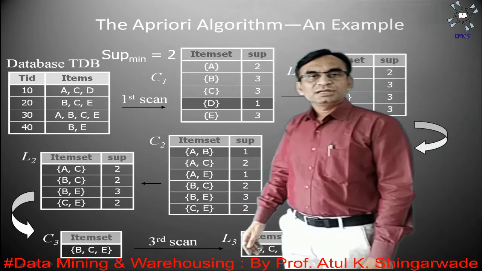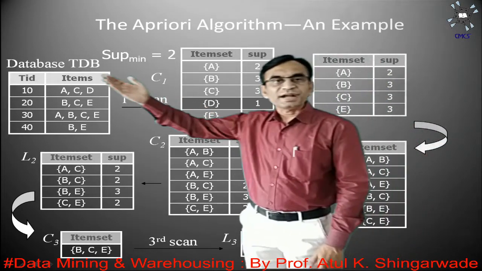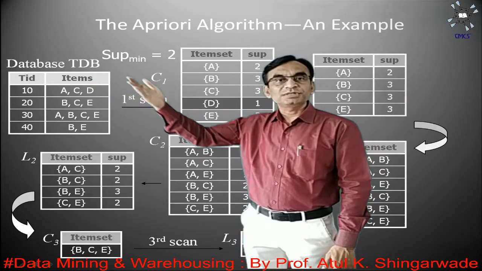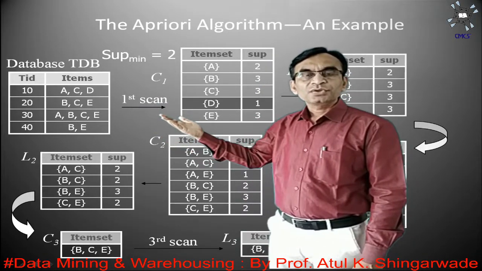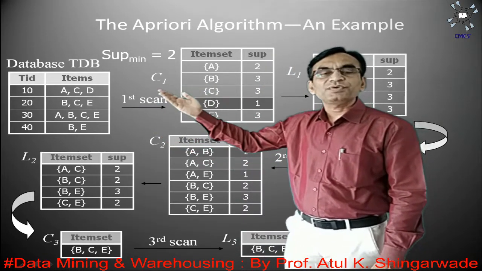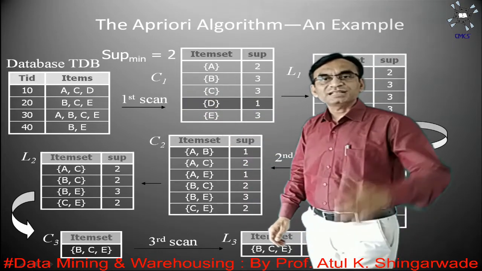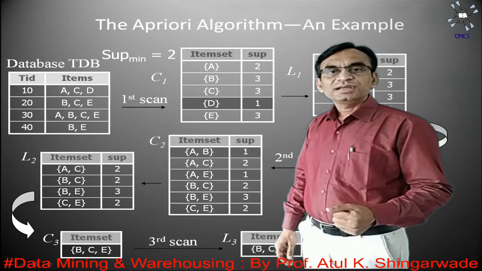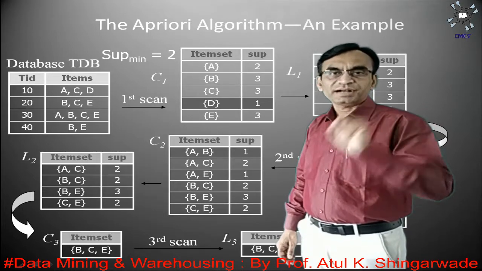So, if we try to generate the candidates from this transaction database, inside the first scan, the first candidate set is called the one frequent item set. As I have already mentioned in the last step, initially we have to scan it to find the one frequent item sets.